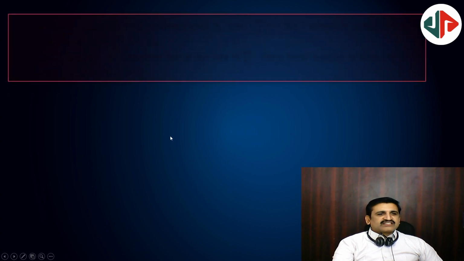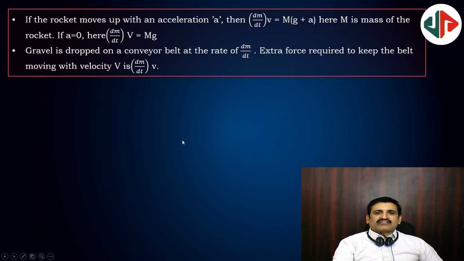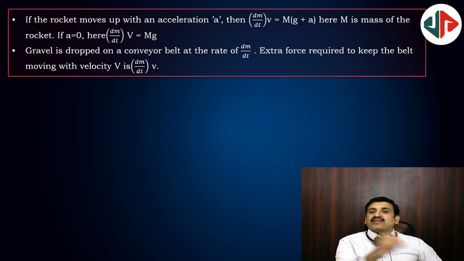Okay. Next, for a rocket, dm by dt into v will be the force. That force should hold the rocket's mass and weight, thereby it should give some acceleration. That means whatever thrust you are getting in the upward direction should be sufficient to hold its weight and to give acceleration. So mg plus ma, so m can be taken common, m of g plus a. If a equal to 0, then just dm by dt into v equal to mg, then it is ready to take off. Okay.